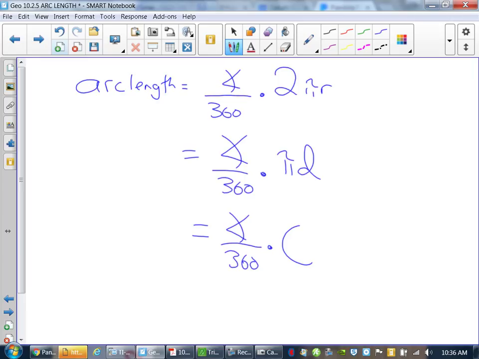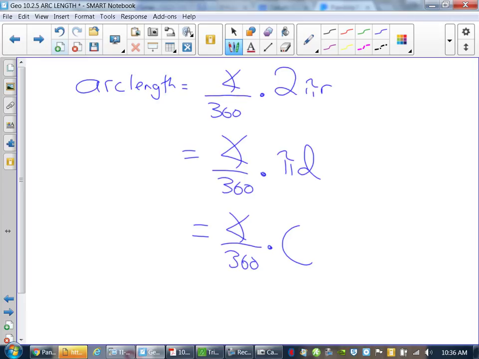Yes, sir? It's the same, but a lot of times in the diagrams, it might just say radius, so you still have to double it anyway. So by writing it out, you know what you get. That's all. But you're right.